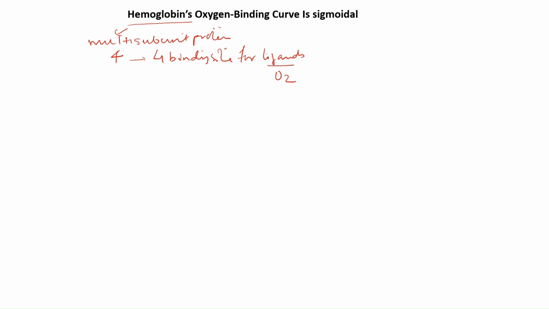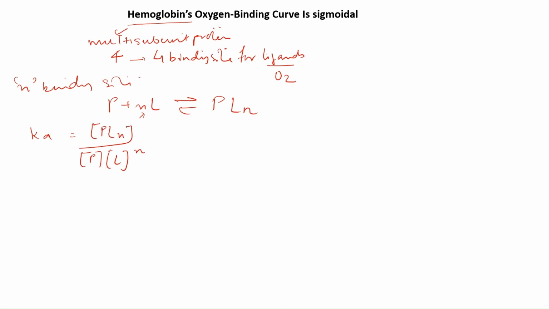Now for a protein having n binding sites, the equation is the same as we studied in the last video, that is P plus L reversibly equal to PL. Here also it is the same, only we have added this n, that is n number of ligands can bind because the binding sites are also more. So the Ka, that is the association constant, will be the same as in myoglobin, only this extra n will be there because in each protein n number of ligands can bind.